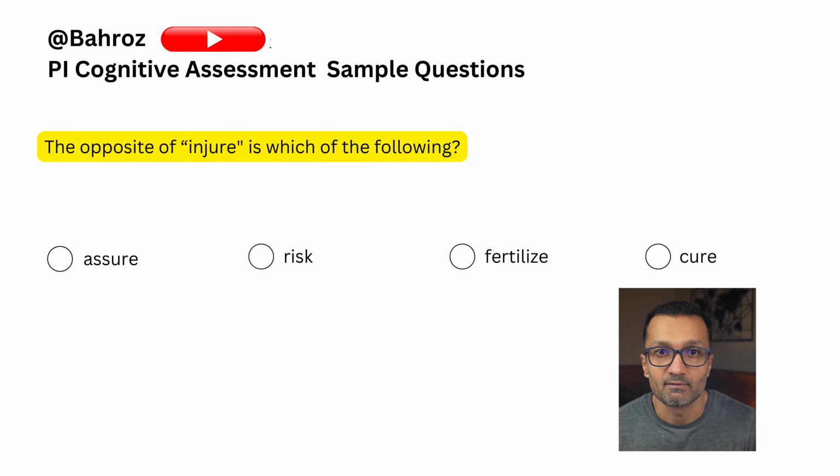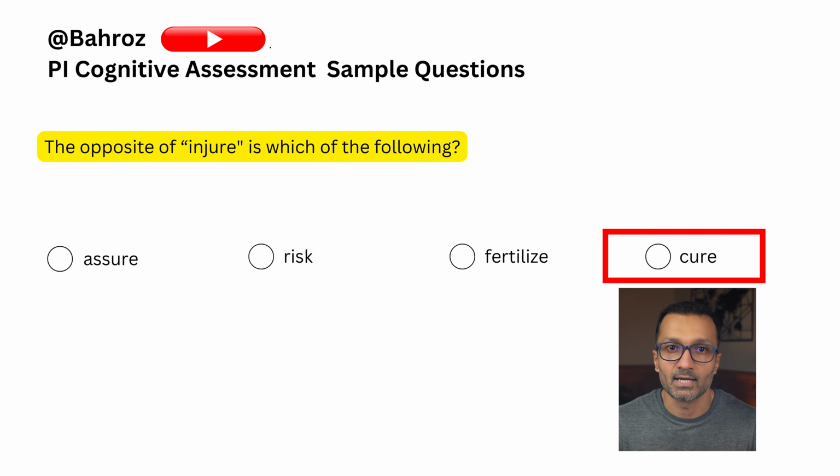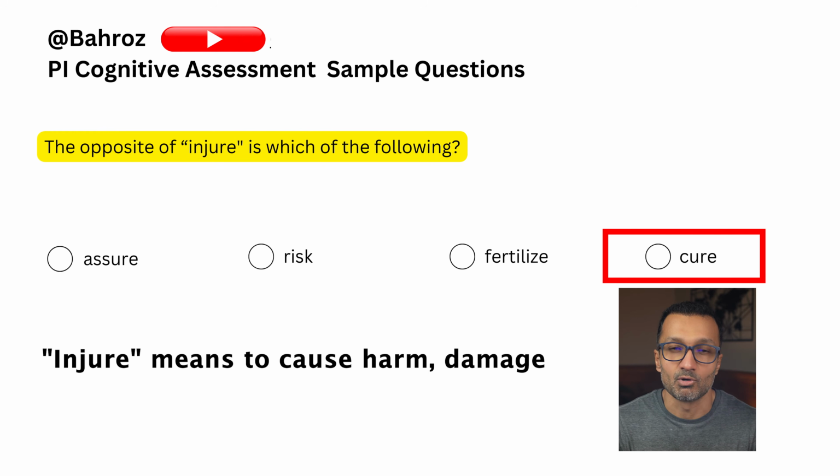The next sample question I have is: the opposite of injure is which of the following? Assure, risk, fertilize, cure. Here the answer is cure. And the reason why is because injure means to cause harm or damage. The opposite would be something that heals or repairs the harm. The cure means to restore health or fix an injury, making it the best opposite.